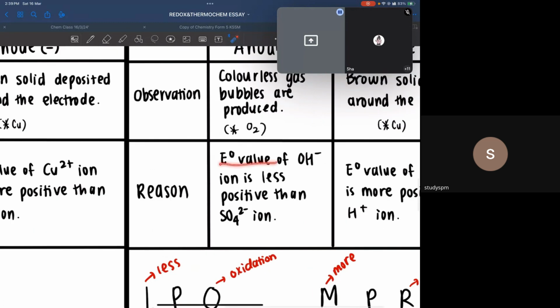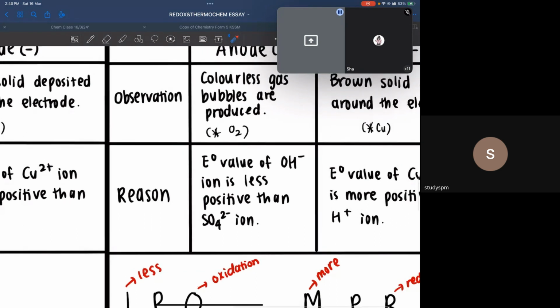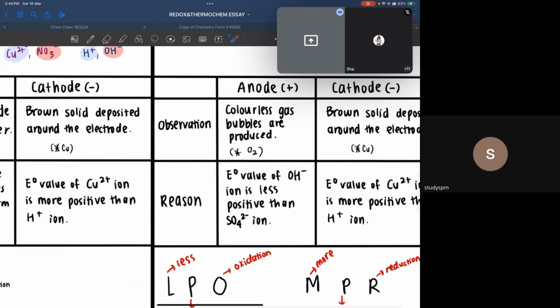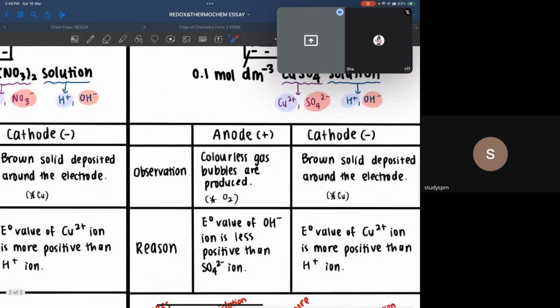For chemistry they don't really look into English. You go straightforward: the E-value of hydroxide ion is less positive than sulfate ion. You use the words "less positive" again. That wording is very good already, very straightforward, everything is there to get the mark. So the E-value of hydroxide ion is less positive than sulfate ion. As simple as that.